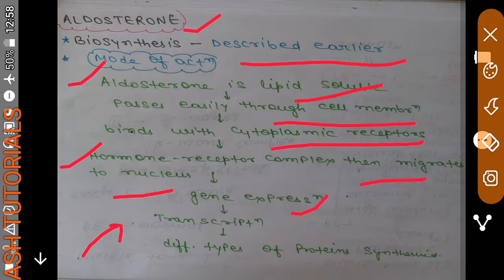hormone response element. After gene expression, transcription will occur, which will lead to formation of mRNA. First mRNA will be formed and then this mRNA will form protein, which is directed by aldosterone. So this was the mode of action of aldosterone. It is similar to cortisol, no difference.